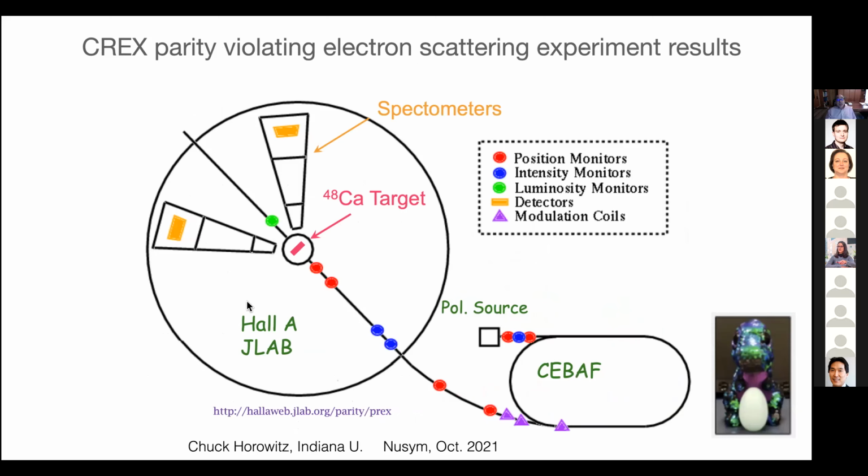So again, the CREX parity experiment involves many beam monitors and a great deal of work to control systematic errors. The target is isotopically enriched. It's about 92% calcium-48, and the rest is primarily calcium-40.